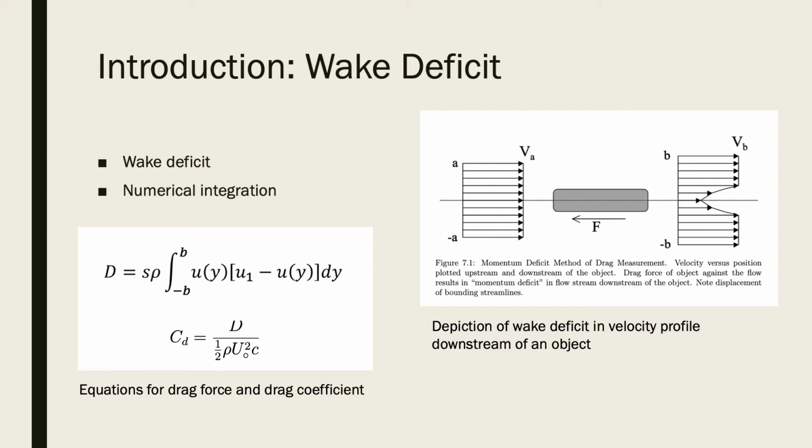Here we see that the equation for drag involves subtracting the velocity profile upstream from the one downstream of the object, and multiplying this deficit with the downstream velocity gives us the drag force. By calculating the drag, we can easily find the drag coefficient as well.